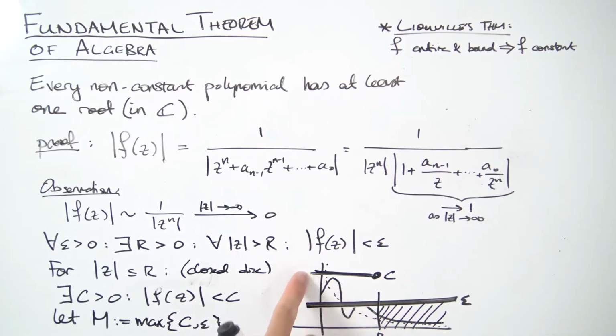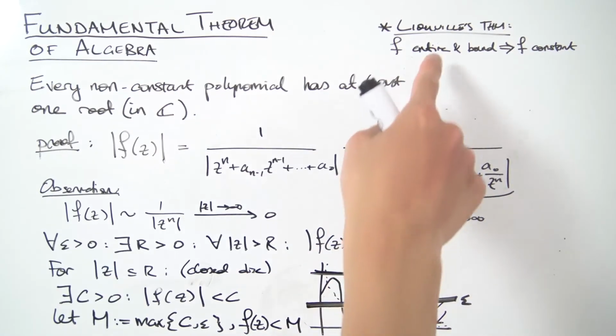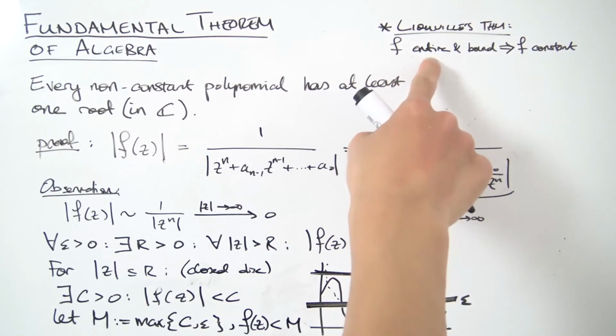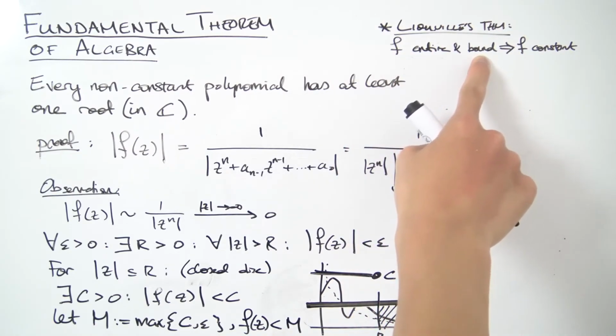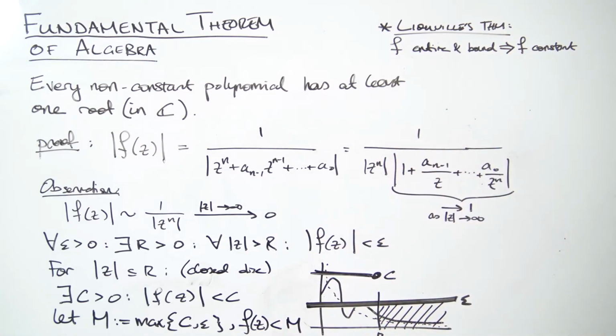So c could be smaller than epsilon, it could be bigger than epsilon like we have in this picture, it doesn't really matter. And we see that our function f of z is always less than m. In other words, it's bounded by m for all values of z. So if we take a look at Liouville's theorem, we've shown that f is entire and it's bounded everywhere in the complex plane. So therefore f must be constant.